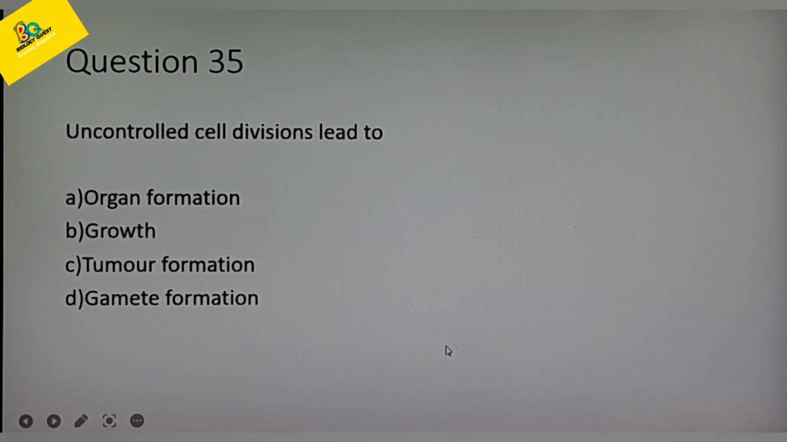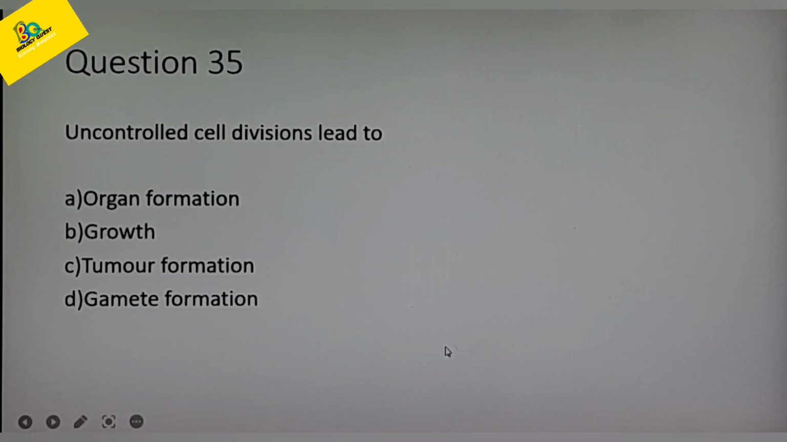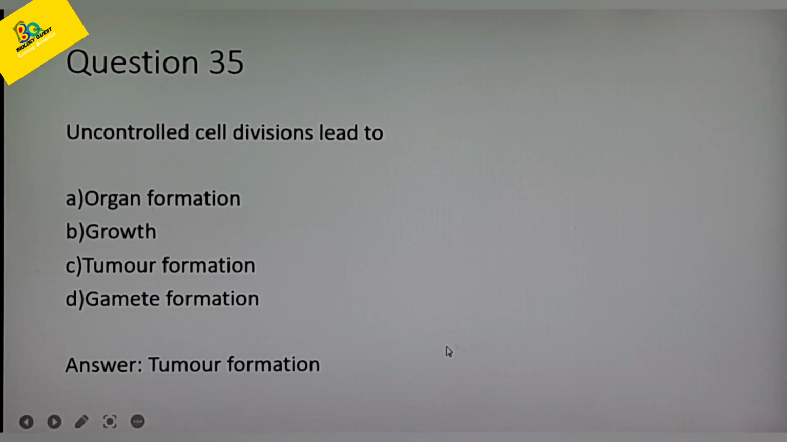Next question. Uncontrolled cell divisions lead to A, organ formation, B, growth, C, tumor formation, D, gamete formation. Uncontrolled cell divisions lead to, what is the correct answer? Correct answer is tumor formation. Okay, tumor formation. Option C, tumor formation is the correct answer.